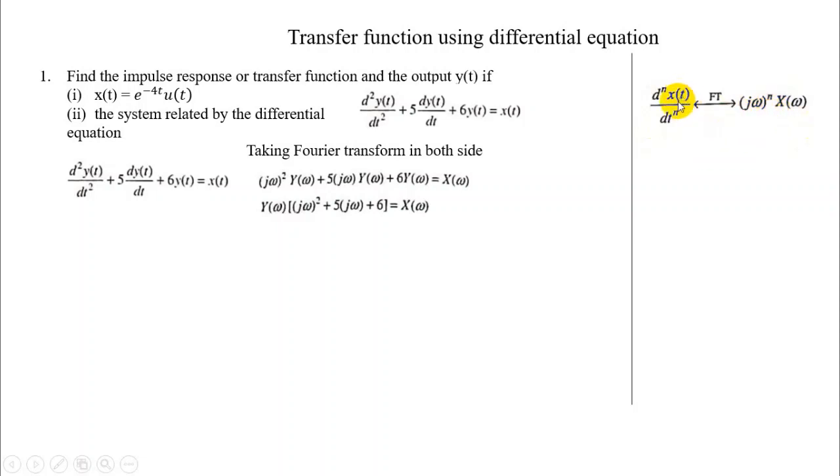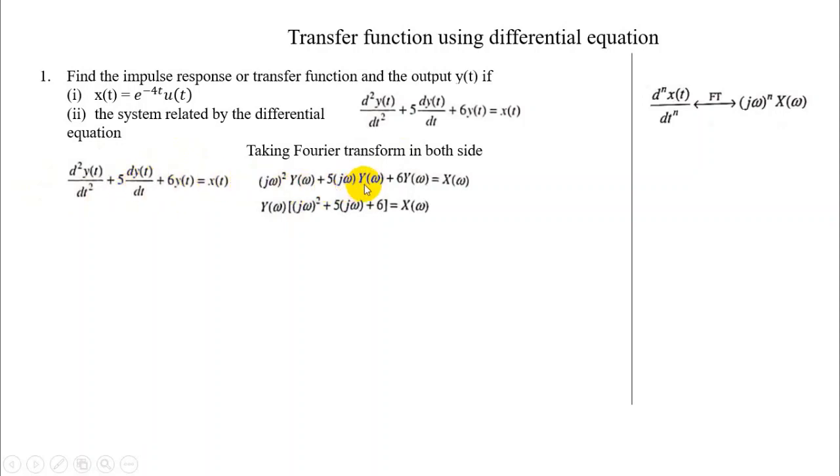So if the Fourier transform of x(t) is X(omega), we can determine the Fourier transform of the nth order differential term by just multiplying X(omega) by (j omega) to the power n, where n is the order of the differential. Here this term is second order, so if we transform this equation, we need to write (j omega) squared Y(omega), as we have discussed earlier. And here 5 j omega Y(omega).